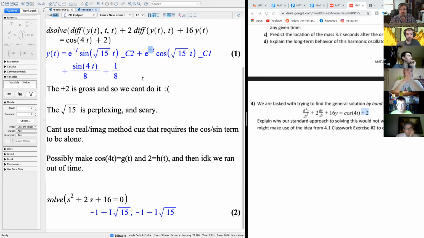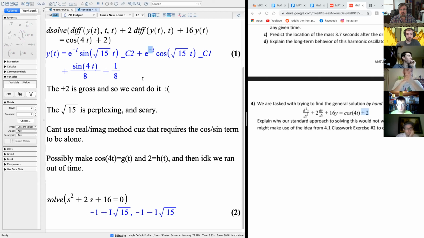Yeah, so that was another thing we came up with. Why do we have an e to the -t and a sine and a cosine? Because you can think of this as the underdamped case, right? So it's exponential decay, but it's also oscillating. Okay, so it's kind of a combination.